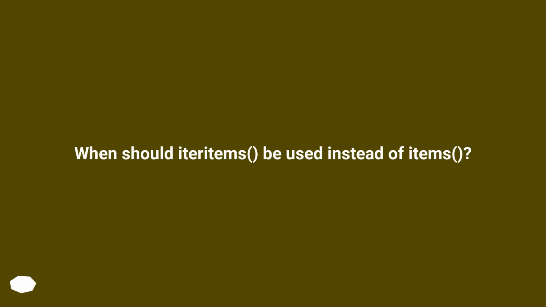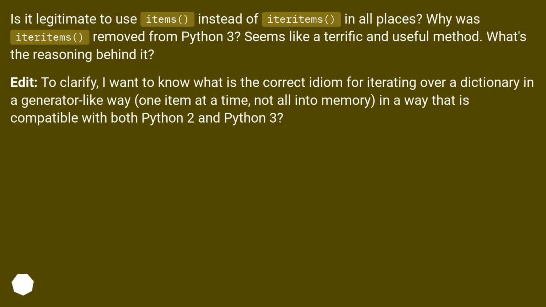When should iteritems be used instead of items? Is it legitimate to use items instead of iteritems in all places? Why was iteritems removed from Python 3? Seems like a terrific and useful method. What's the reasoning behind it?